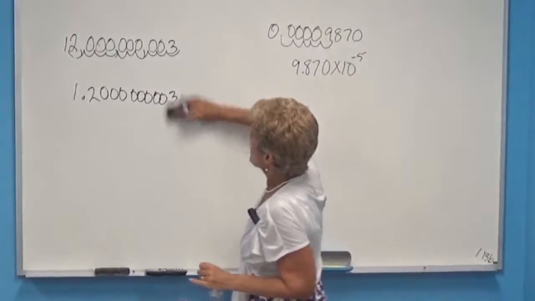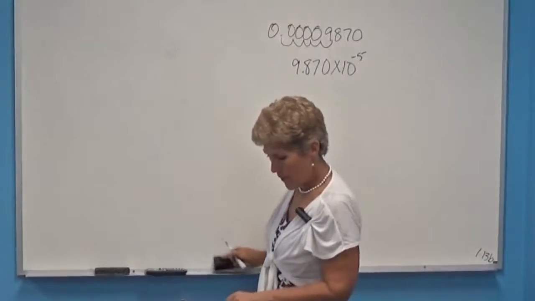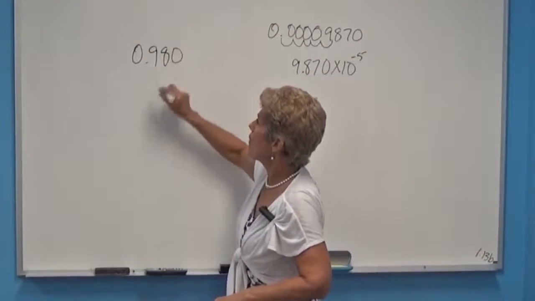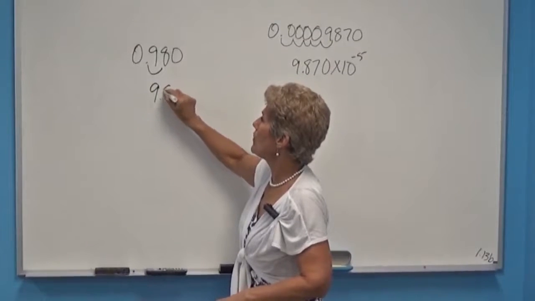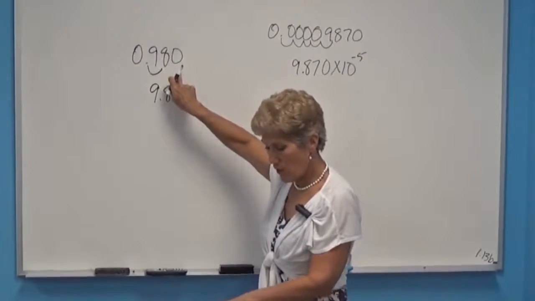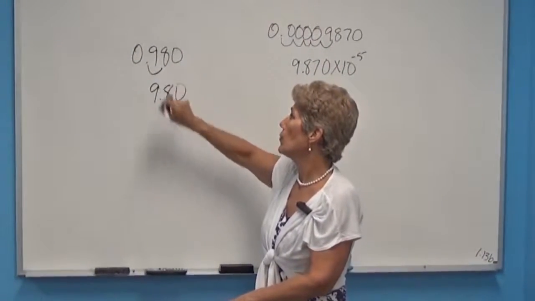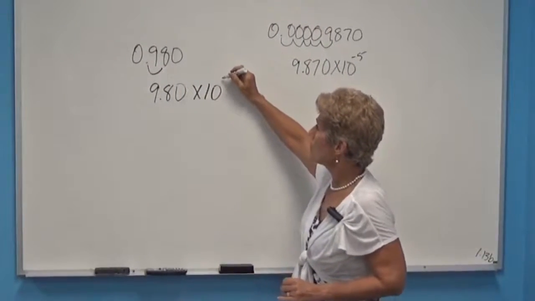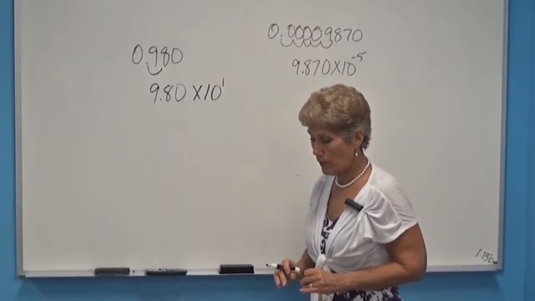Okay, and then the last one there is 0.980. We just move it 1 place, so it's 9.80. This 0 is to the right of the decimal at the end of the number, therefore it is significant. So it would stay in there, and we have times 10 to the negative 1, because it only moved 1 place.